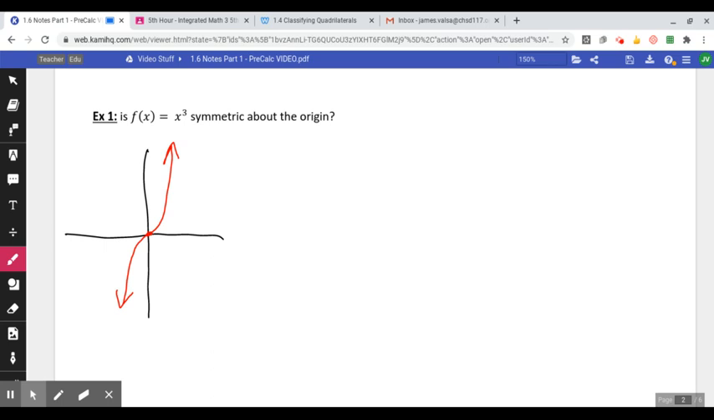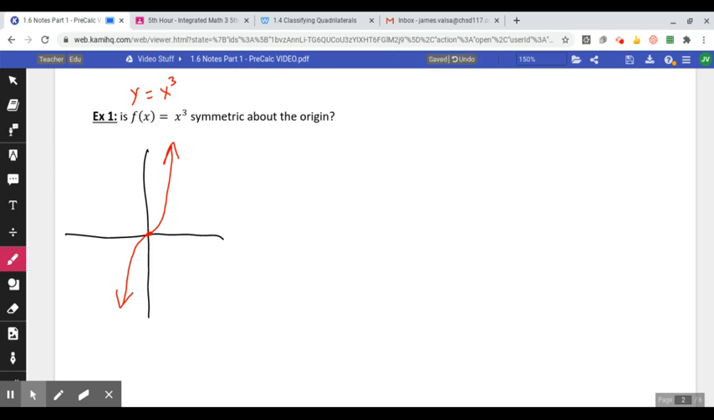In example 1, we have f of x is equal to x to the third power, and we're wondering if that's symmetric about the origin. I went ahead and graphed this already by hand, just a quick little sketch. If you'd like to, you can type this in your graphing calculator, either the handheld one that you have or maybe an online graphing calculator, and you'll notice that the shape of the graph should look like the one in red.